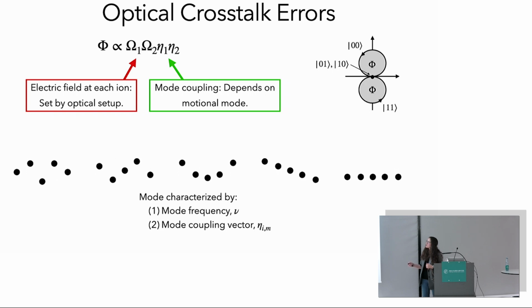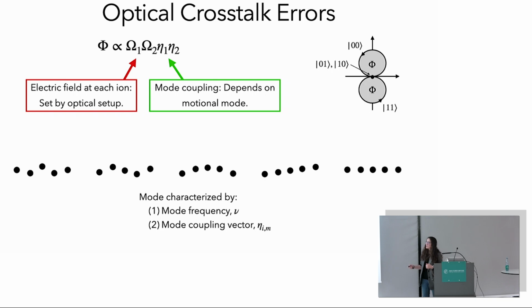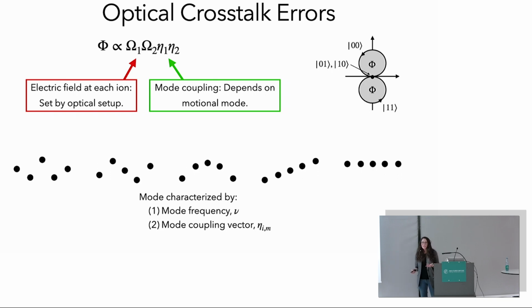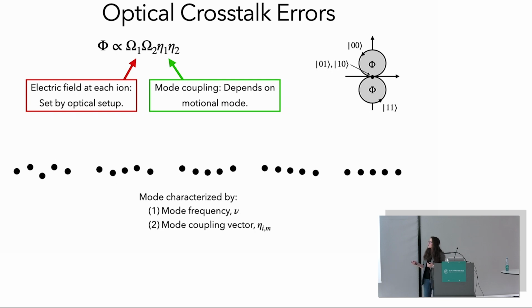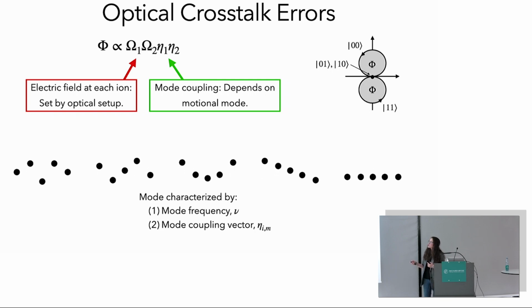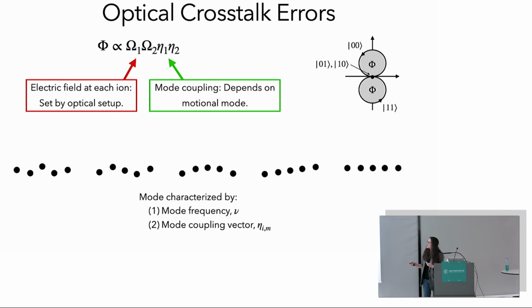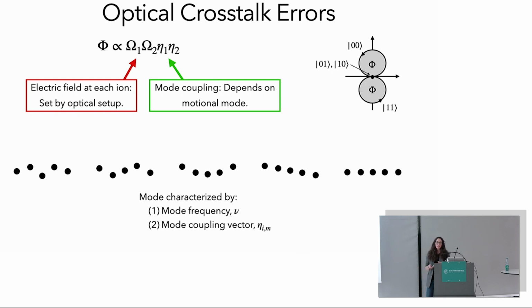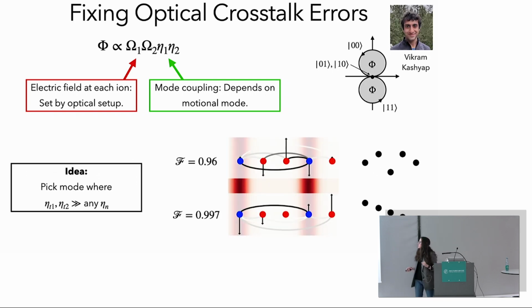So your Rabi frequencies are defined by your optical setup. They are set, and there might be some extra unwanted gate between your neighbor ions due to optical crosstalk. But for the mode coupling, you can pick which mode to use, so you can pick which of these modes you want to use for a particular entangling gate. And this is going to be the trick that we play.